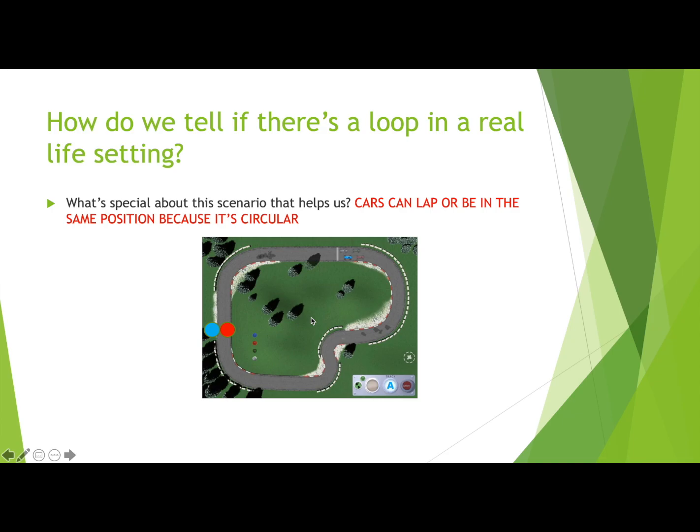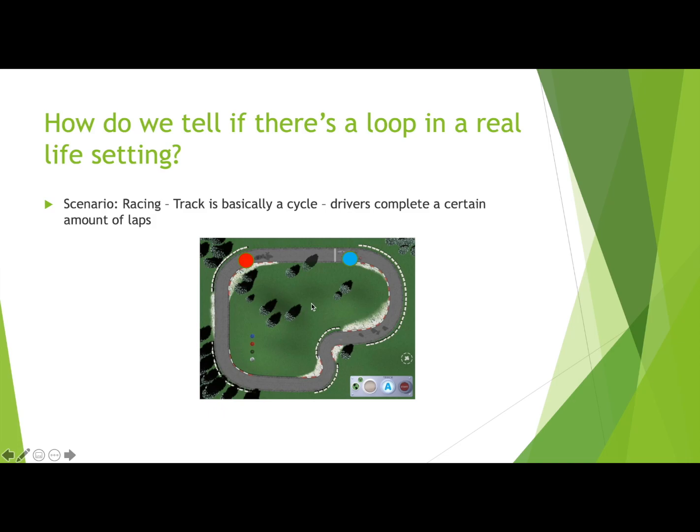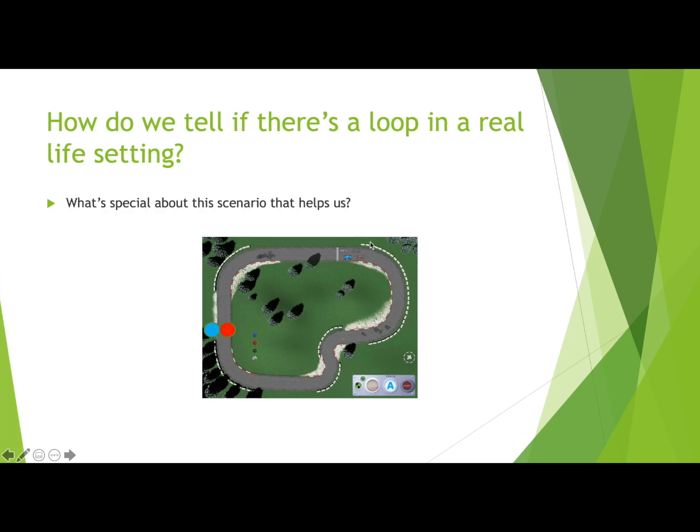Now, what criteria do we need for this to happen, right? We need one car to be faster than the other. One has to grow at a faster rate than the other. So in this case, notice how the blue car was in the back, the red car was a little bit ahead, but now the blue car caught up because the blue car is moving a lot faster, right?